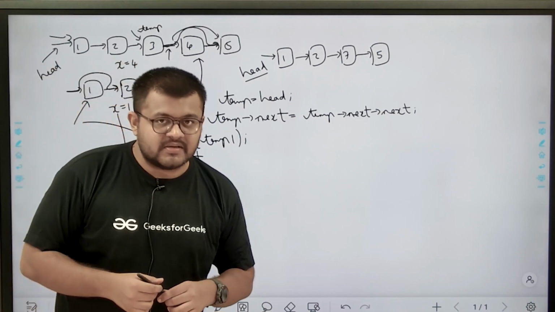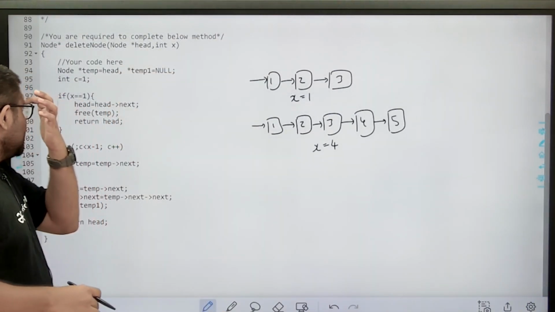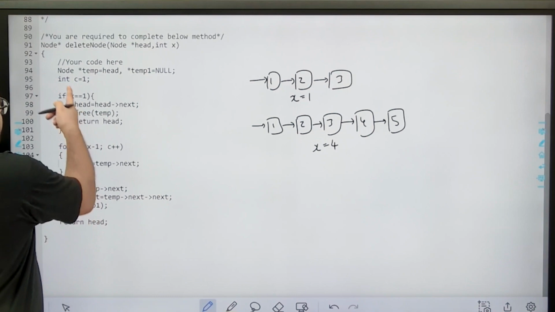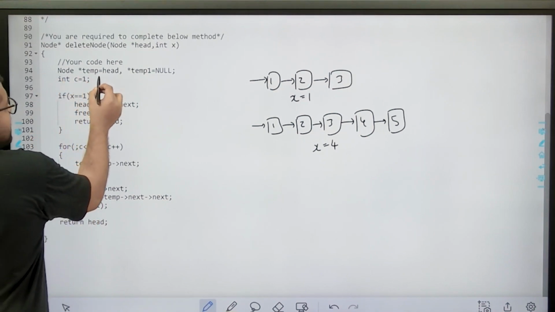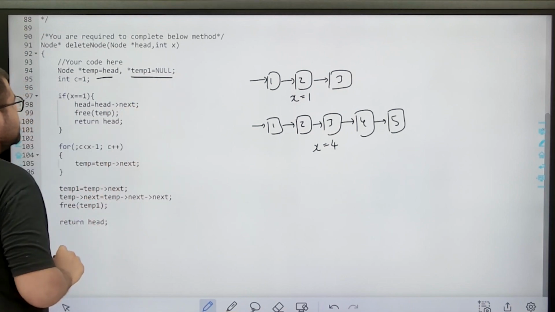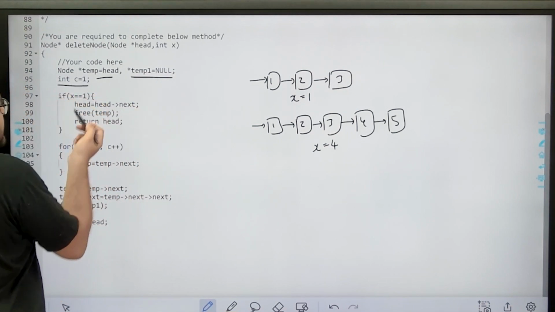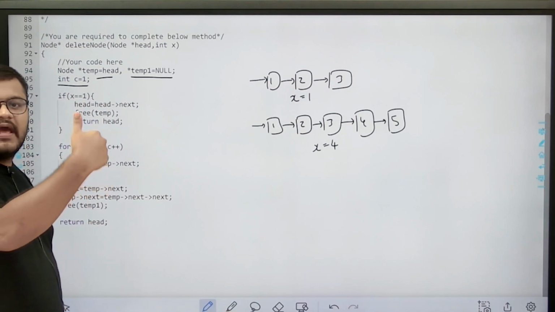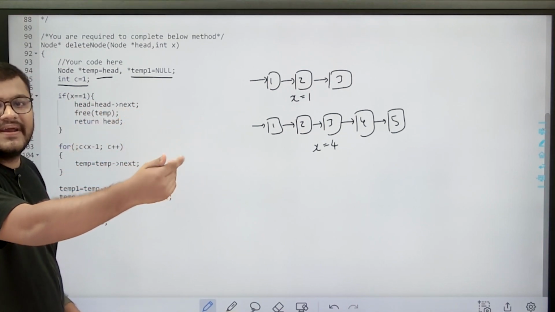Now let's look at its implementation. If we look at the actual implementation, I have taken one temporary pointer and initialized it with the head of the given linked list, and I have taken one more and initialized it with null. I have taken one variable c equal to 1, which will help us in traversing up to the node number x minus 1.